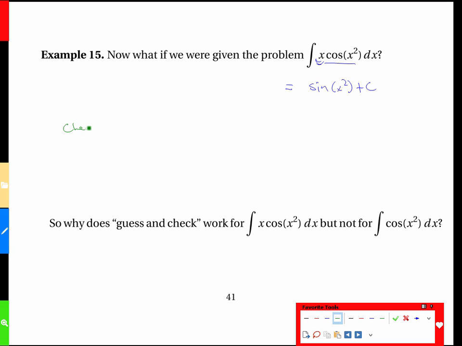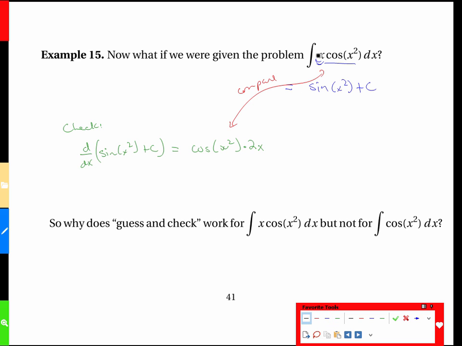When we check that, and we take the derivative of sine of x squared plus a constant, we're going to get cos of x squared times the derivative of the inside, 2x, and the derivative of plus c is 0, and then we compare these two. Are those identical or not? Well, they're actually pretty close. In fact, the only thing they're off by is a factor of 2.